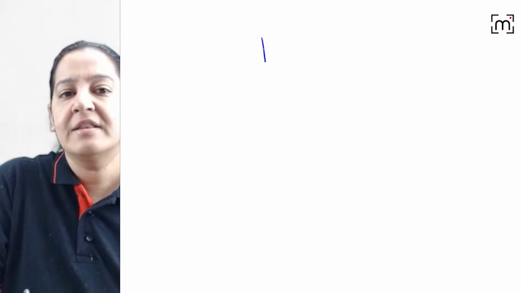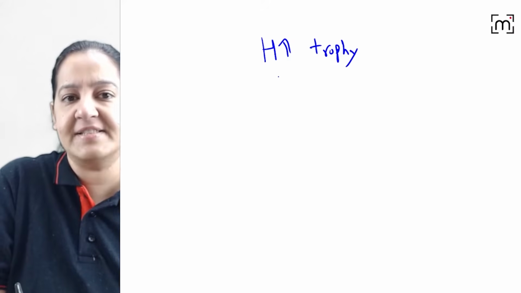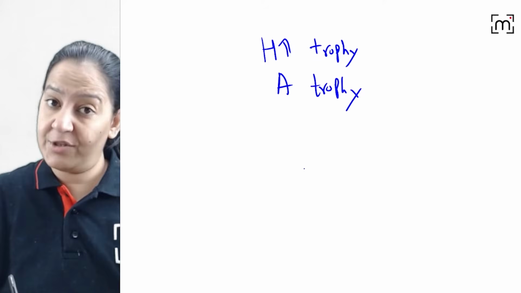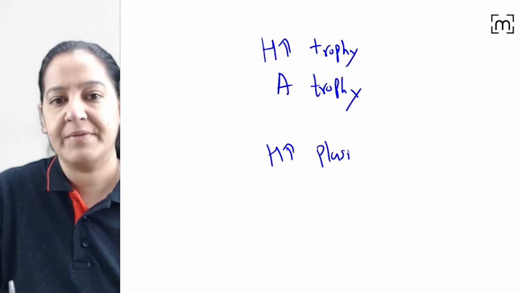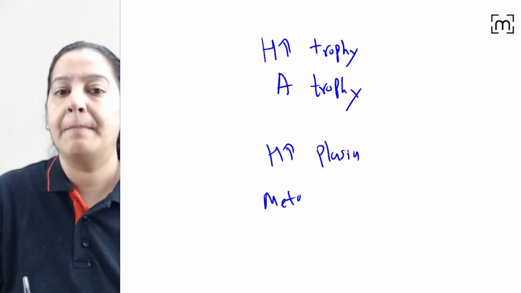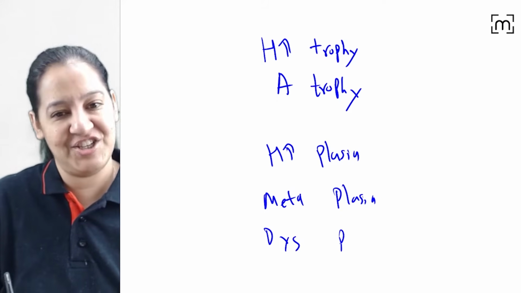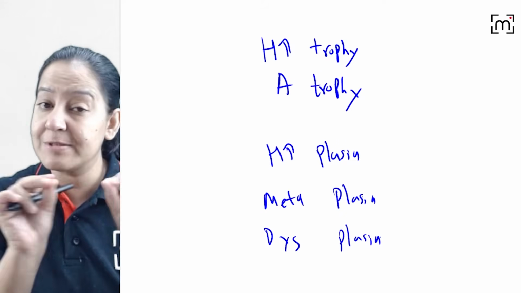Can you enumerate the 5 types of adaptations? What are the 2 types of trophies and 3 types of plasia? The first is hypertrophy. The second is atrophy. Hypertrophy and atrophy. And 3 plasias are there. First is hyperplasia, second is metaplasia, and the third is dysplasia. You got my point?